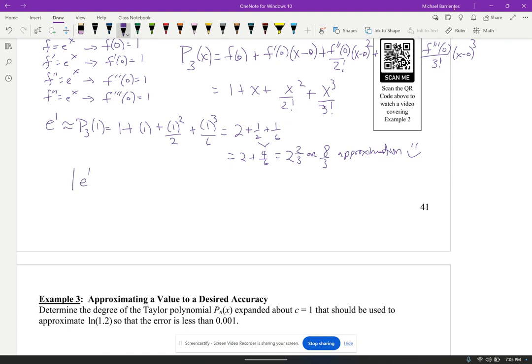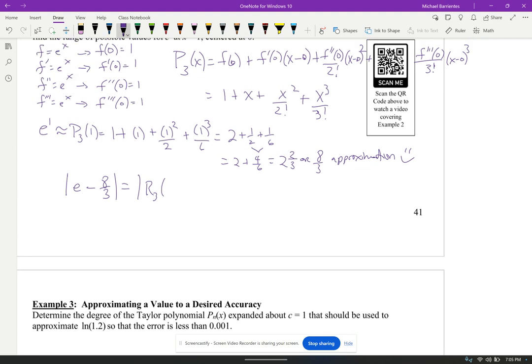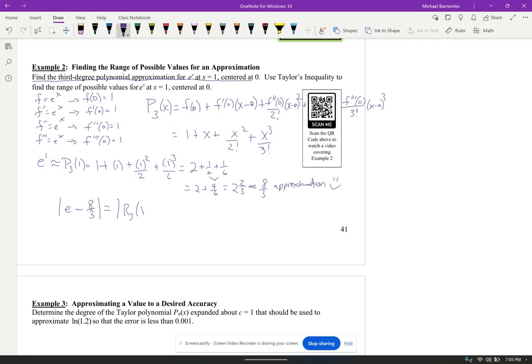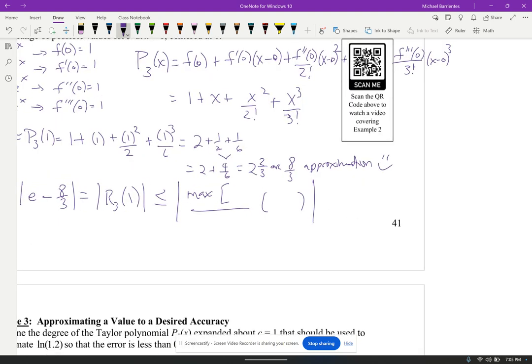So e to the 1 minus, can I just write e? Yeah, e to the 1 is just e. E minus my approximation has to equal this, right? What was the x value that I substituted? 1. And this has to be less than or equal to the whole max of the blah blah blah over blah blah blah times blah blah blah. Okay, so let's fill in the blah blah blahs.